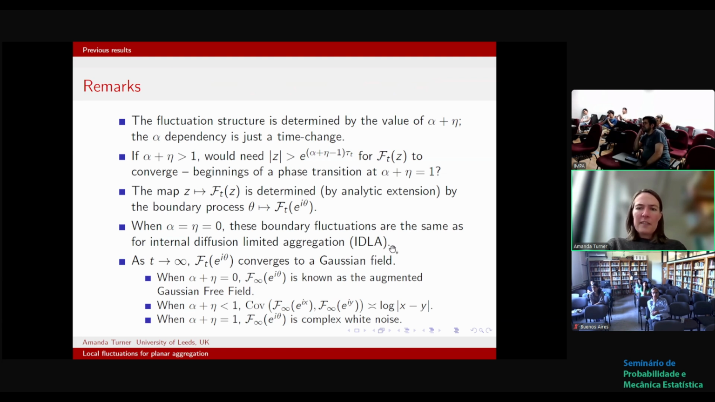The second thing that we can do is let t go to infinity on our boundary process and ask whether we get some sort of stationary limit. In all cases, you can show that there is a stationary limit, and it converges to a Gaussian field. When alpha plus eta is 0, it's known as the augmented Gaussian free field. Provided alpha plus eta is strictly less than 1, it's a log correlated Gaussian field. And when alpha plus eta is equal to 1, it's complex white noise. So again, you can start to see from these results that something special is happening at 1. Some behavior is changing across the process.